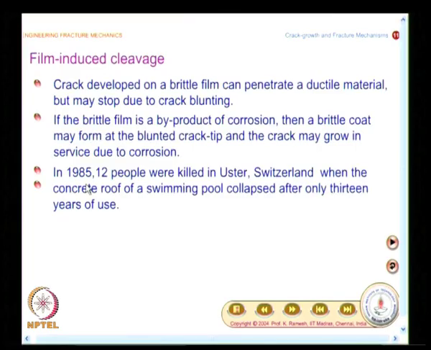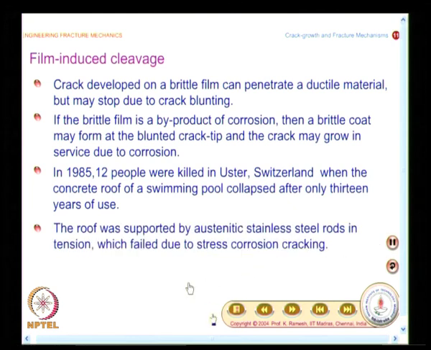See, if you look at it, the success of engineering has always been in looking at failures and identifying the cause for the failure and trying to modify or improve your design or use of material to prevent such failures in future. So, what happened was in 1985 there was an accident in Switzerland in a swimming pool, the roof collapsed after only 13 years of use. There were 12 people killed. It is very nice, they value human lives and they take this as a challenge to look at what was the cause for this kind of an accident.